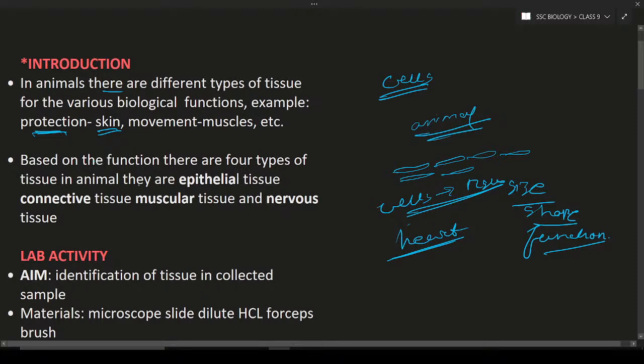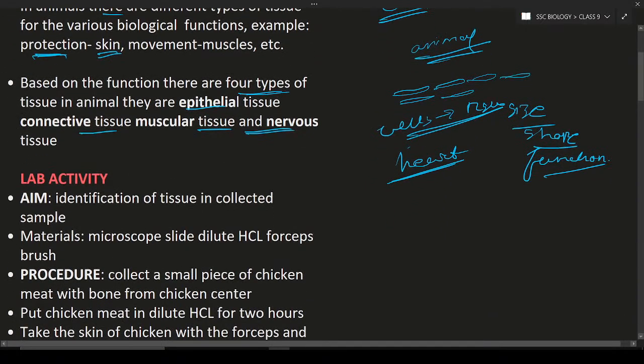Based on function, there are 4 types of tissue. In this chapter, mainly we are going to discuss these 4 types of tissue: epithelial tissue, connective tissue, muscular tissue, and nervous tissue. Before we discuss these tissues, we will discuss a small lab activity. Each activity discusses one type of tissue: epithelial, connective, muscular, and nervous tissue.